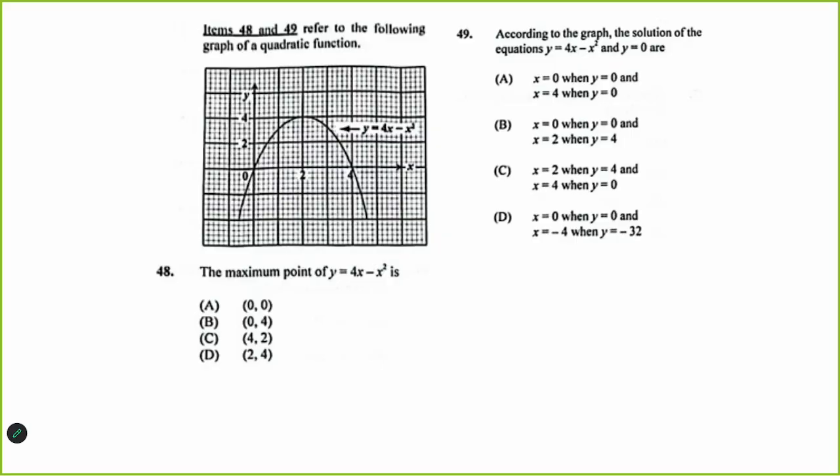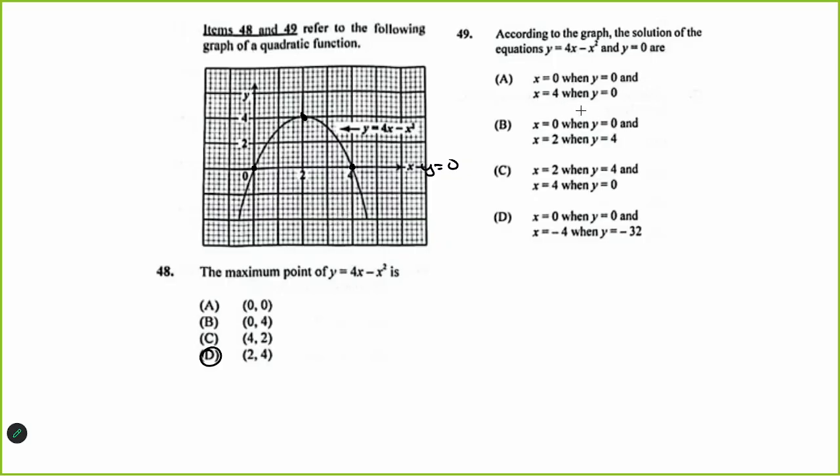Number 48. What is the turning point? The maximum point. Maximum or turning point is the same thing. If you look here, x is 2, y is 4. So 2, 4. According to the graph, the solution of the equation, y is equal to 4x minus x squared, and y is equal to 0. Now y is equal to 0 on your x-axis would be x is equal to 4 and x is also equal to 0.